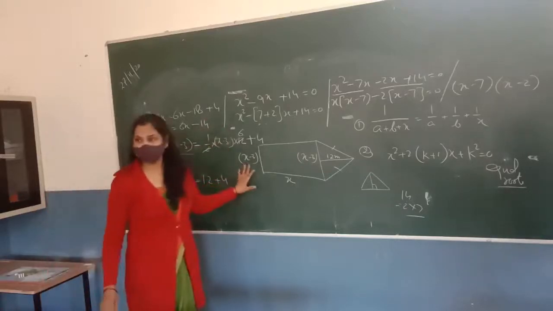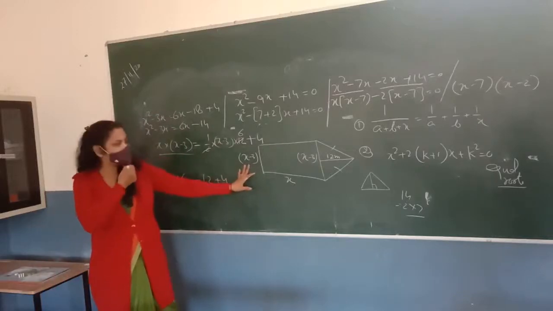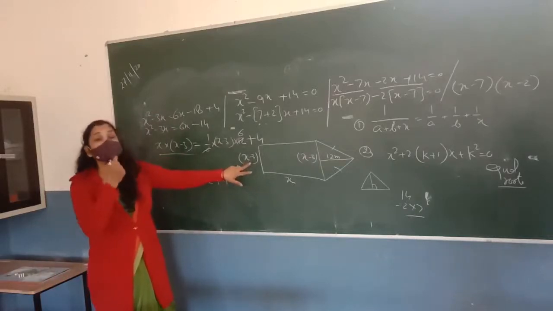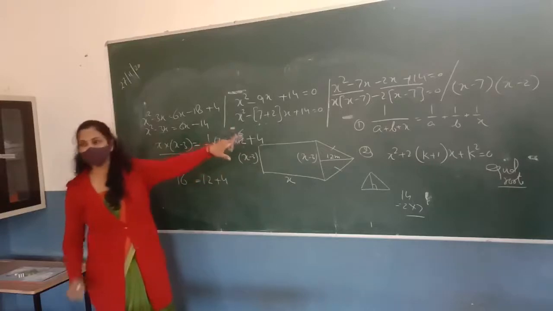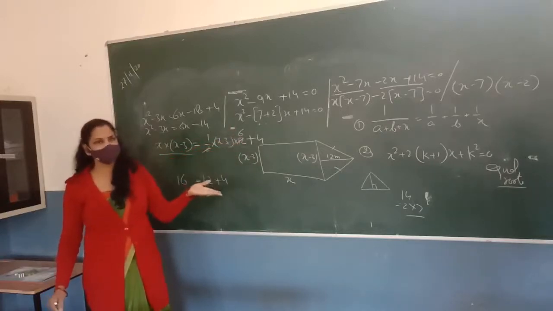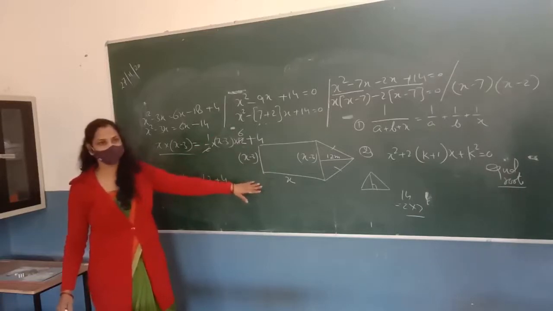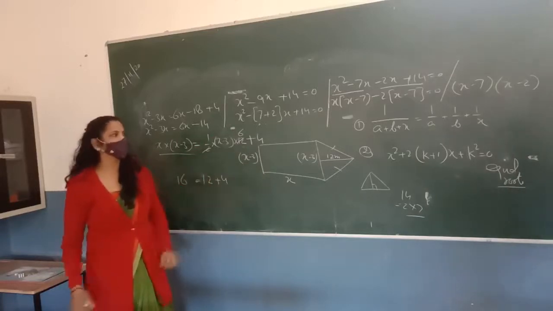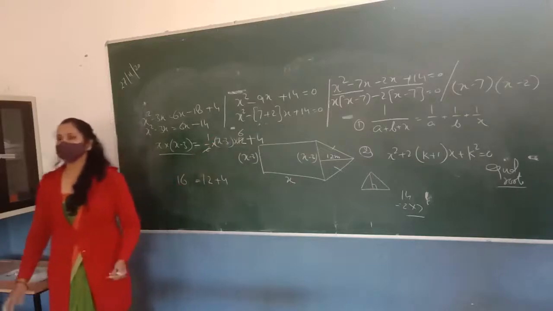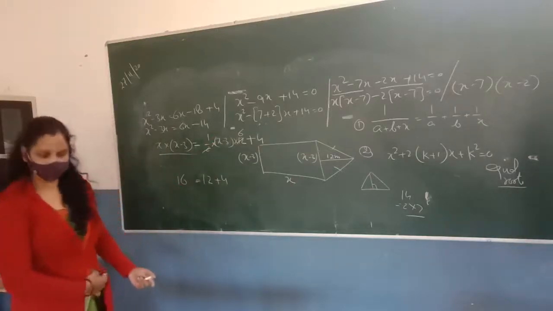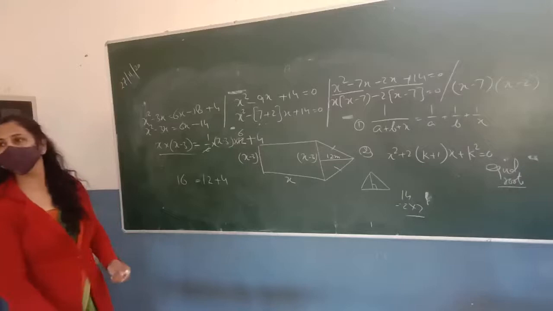It cannot be 2 because it is given that breadth is 3 less than length. If length is 2 meter, the breadth will be minus 1, which is not possible. So we can say the length of the rectangular part is 7 meter. Remember. Clear? Okay. Any other doubt? Sit on the chair. Any other doubt?